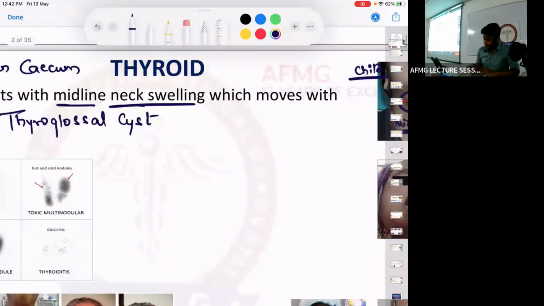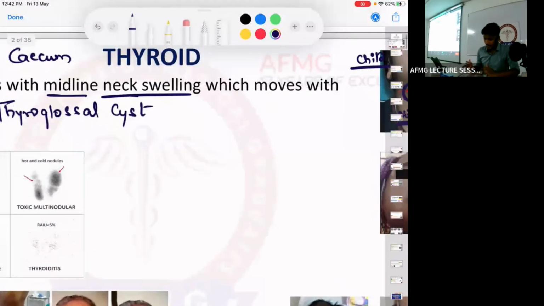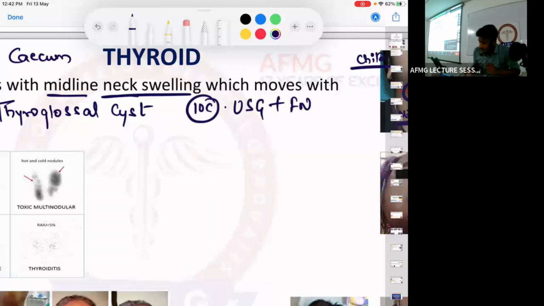Now please tell me, what is the treatment of choice for thyroglossal cyst? It is a clinical diagnosis. Along with that, if we need to perform anything, then we can do an ultrasound of the thyroid. Along with that, we can do an FNAC, just to rule out any benign or malignant tumor.